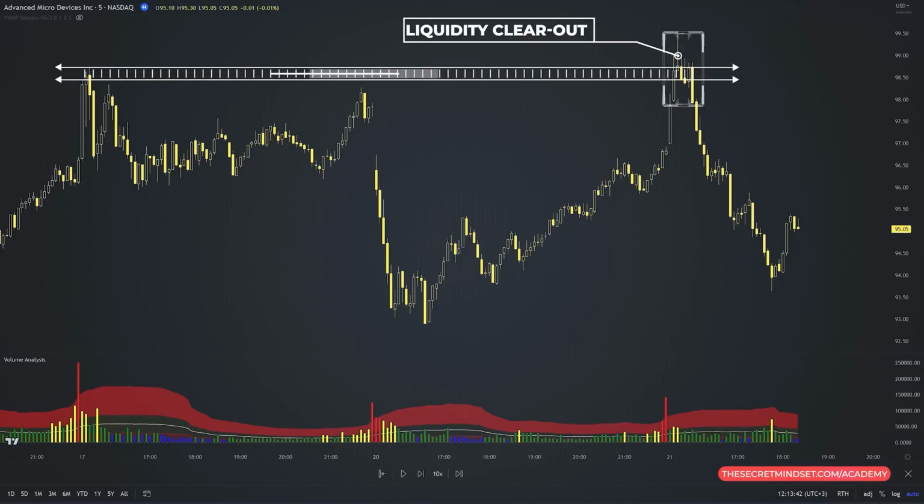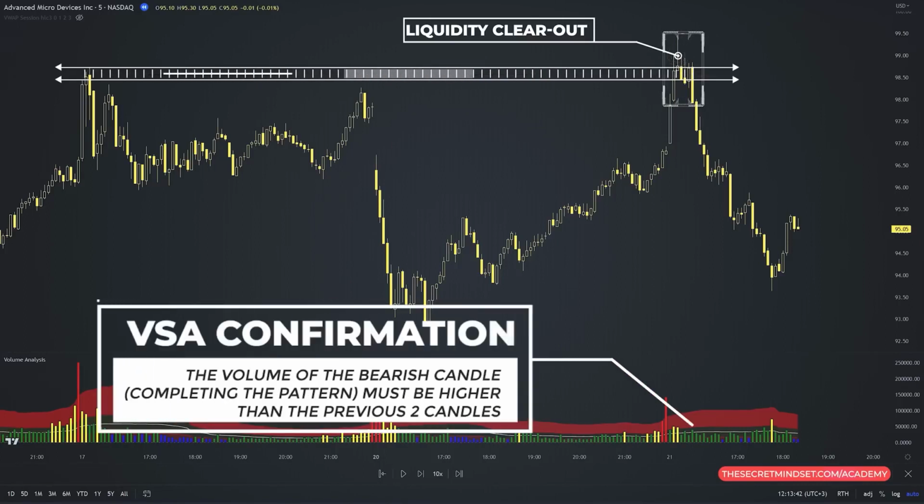And here's the trick. The volume of the bearish candle must be higher than the previous two candles. This is very important, and it tells you that sellers are gaining strength. If you don't have the volume confirmation, you simply skip the trade. The entry is right after the large bearish candlestick forms, with a stop above the bearish candle.